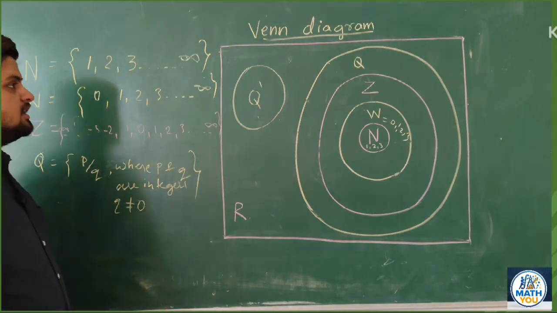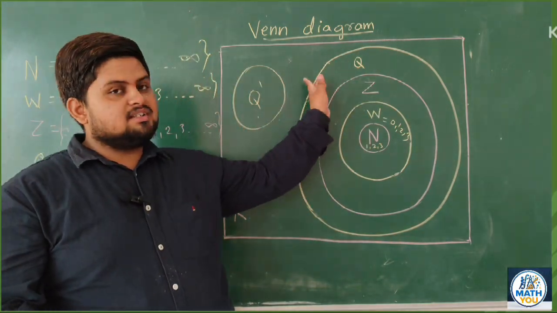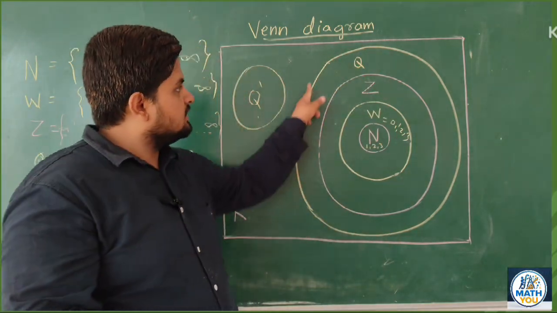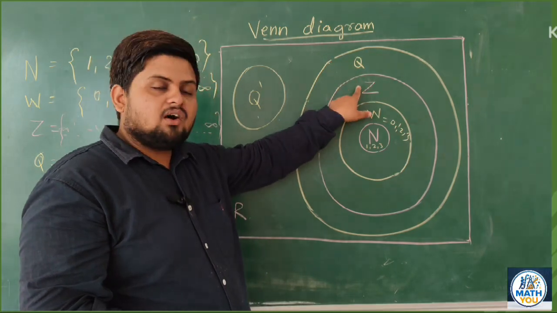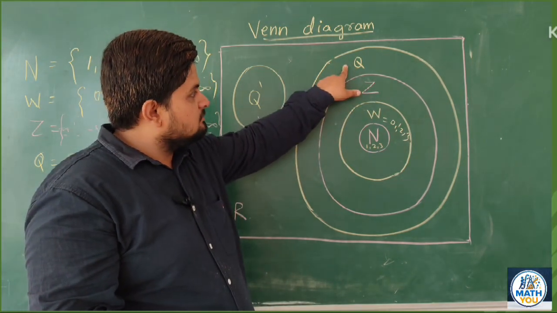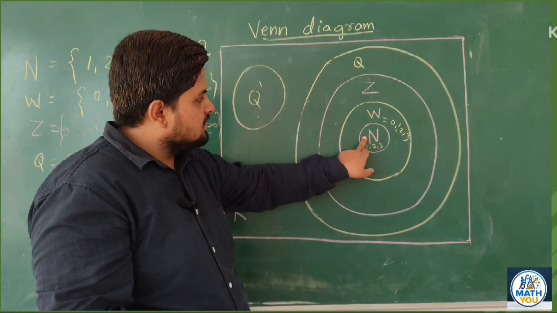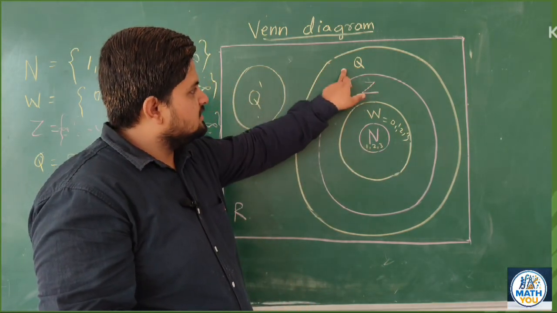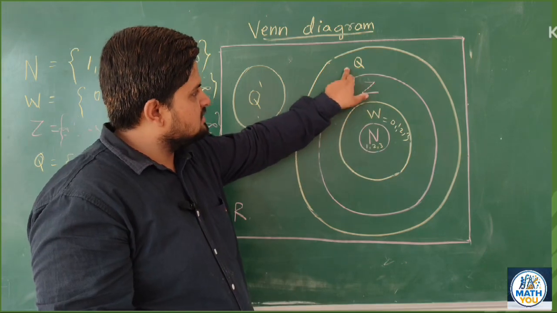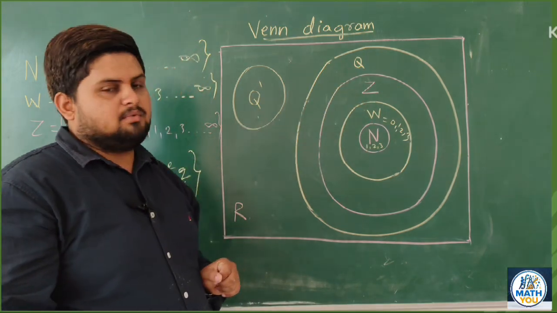So we define rational numbers as a much bigger set. The circle representing the rational numbers Q is lying outside all the other circles. That means the rational numbers are bounding all these numbers. That means all the natural numbers lie inside rational numbers, all the whole numbers lie inside rational numbers, and all the integers lie inside rational numbers.